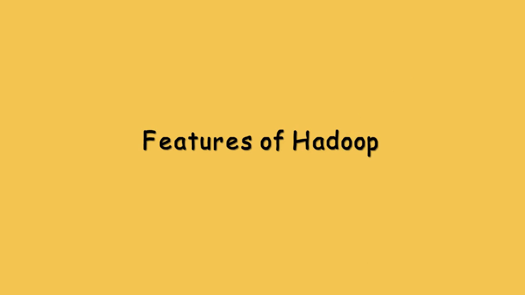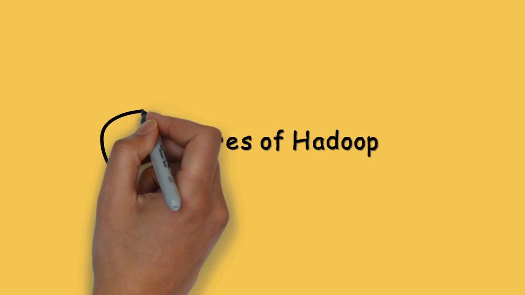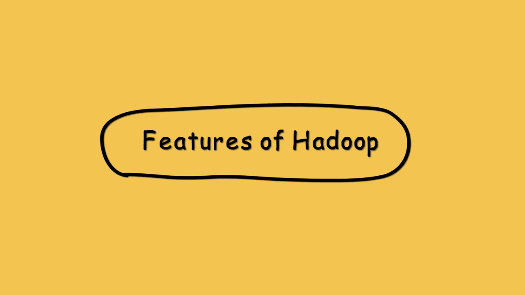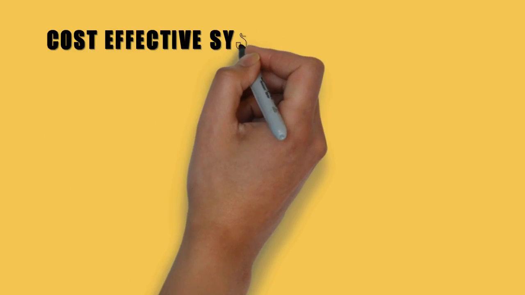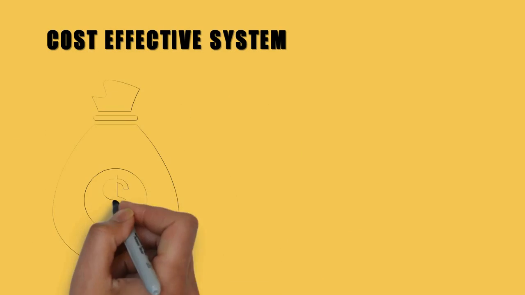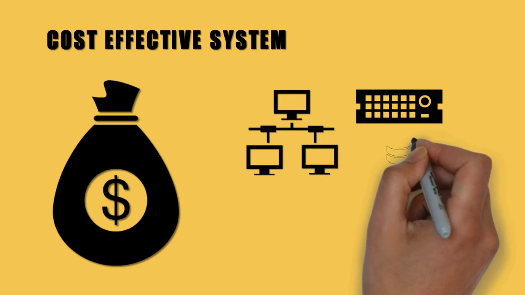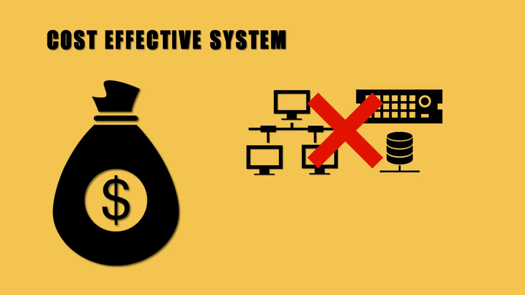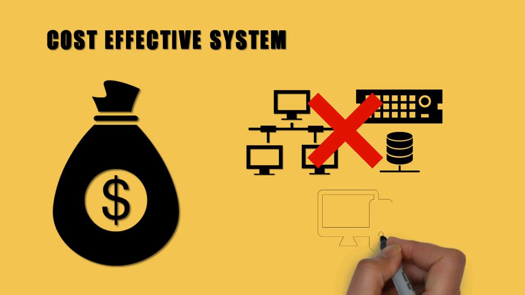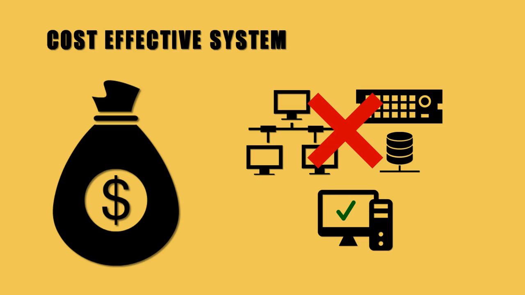In this session, let us try to understand some of the important features offered by the Hadoop framework. The first important feature offered by Hadoop is that it is a cost-effective system. What do we mean by this? Hadoop does not require any expensive or specialized hardware in order to be implemented. In other words, it can be implemented on simple hardware. These hardware components are technically referred to as commodity hardware.